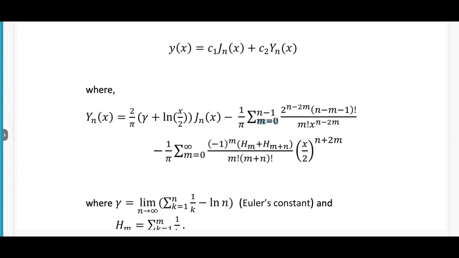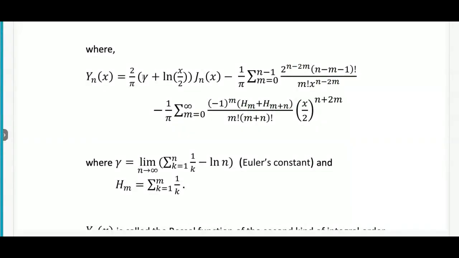Then the summation for m goes from 0 up to n minus 1 with this. Actually, this can be written together, 2 raised to n minus 2m and x raised to n minus 2m. We'll make this neater. Then minus the rest, where m goes from 0 to infinity. Have this. And now we see another letter, h_m and h_{m plus n}.